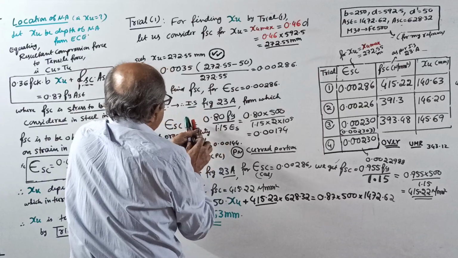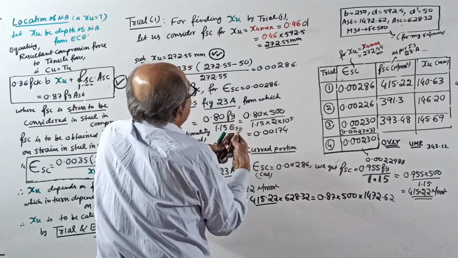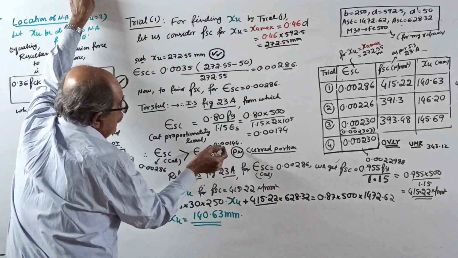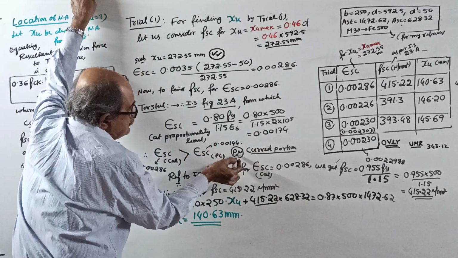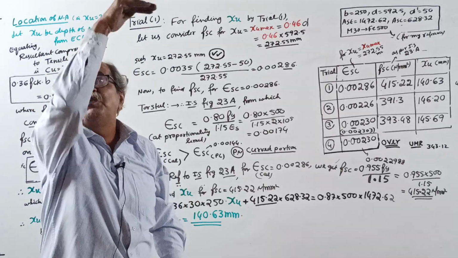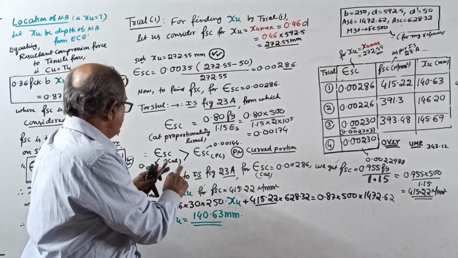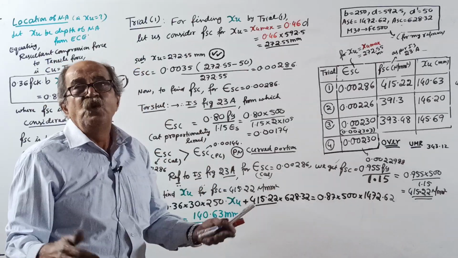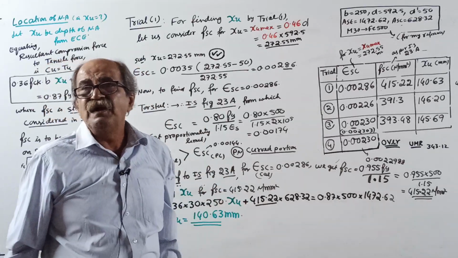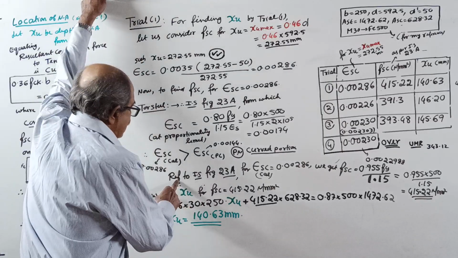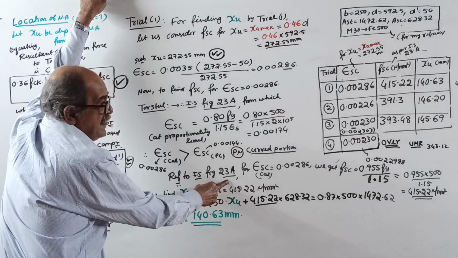The calculated value is 0.00286. Compare. It is more than the proportionality limit. Personal note: therefore, our point lies in the curved portion. In case your epsilon SC calculated is less than this value, then no struggle, directly Fs equals strain into Young's modulus. Now, refer to IS code figure 23A.